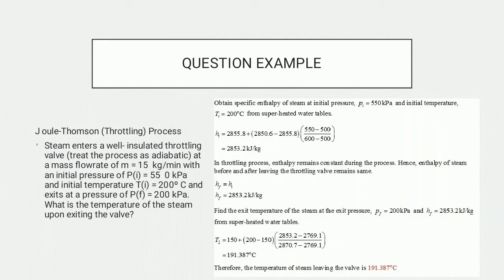2853.2 kJ per kilogram. Finally, find the exit temperature of the steam at the exit pressure 200 kPa and enthalpy 2853.2 kJ per kilogram from superheated water tables. Then you'll get the temperature of steam leaving the valve is 191.387 degrees Celsius.